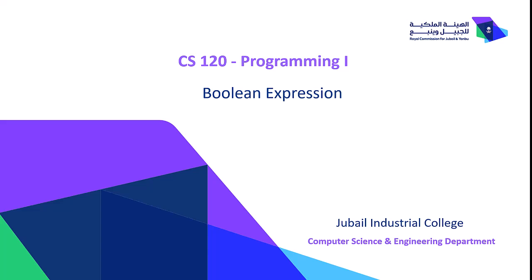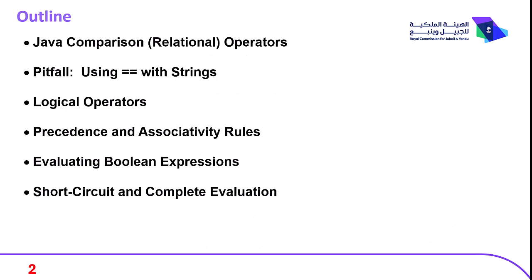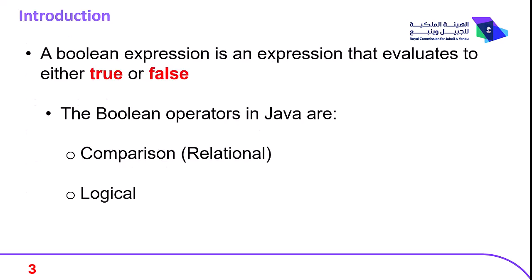Today, we will be diving into Boolean expressions, a fundamental concept in computer science. Outline. In this session, we will cover four main areas: Java's relational comparison operators, the specific pitfalls of using equality checks with strings, and the use of logical operators. We will also discuss the precedence and associativity rules that govern how Java evaluates these expressions, including the concept of short-circuit evaluation.